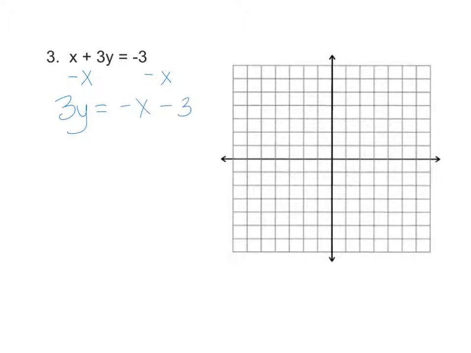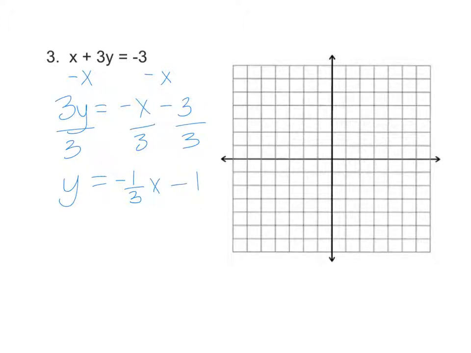You could say negative 3 minus x, but we're used to seeing the x before the constant, so that's why I put the x in the front. Then we need to divide by 3. Make sure you divide each term by 3. And we get y equals negative x over 3. We're actually going to write that as negative 1/3 x. And then negative 3 over 3 is negative 1.